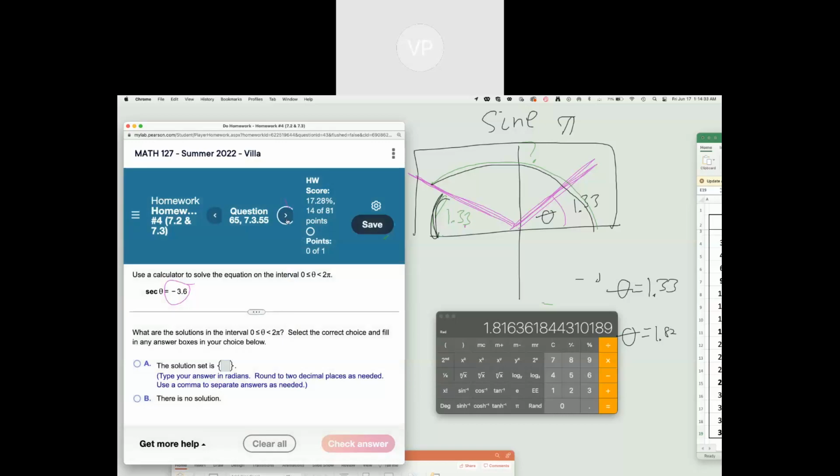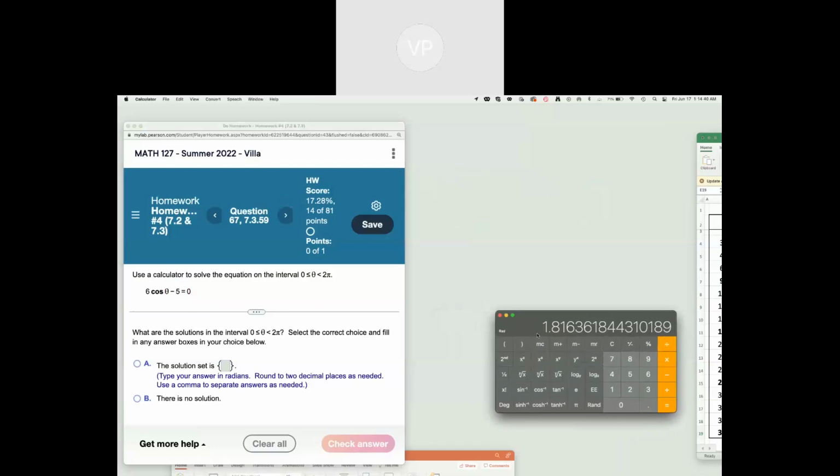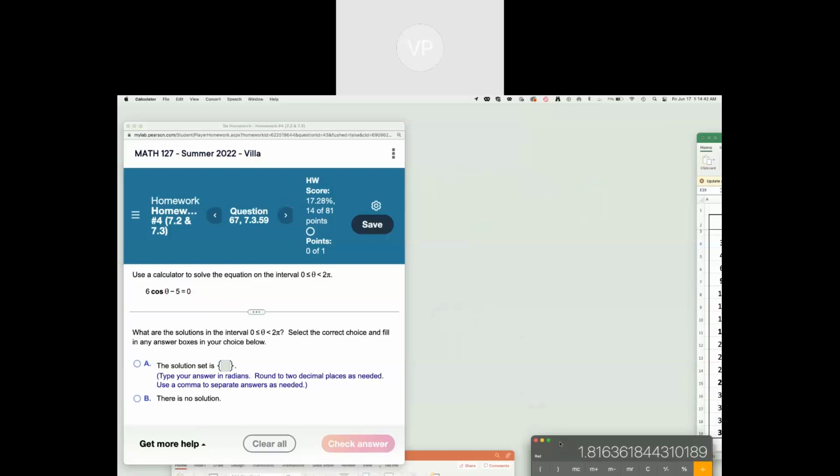All right, let's look at number 67. All right, again, we're going to use a calculator, but you can't just plug it right in the calculator. There's going to be a couple steps to start here. So we have 6 cosine of theta minus 5 equals 0. 6 cosine theta equals 5. Cosine theta equals 5/6. And now that's what we're going to put in our calculator.